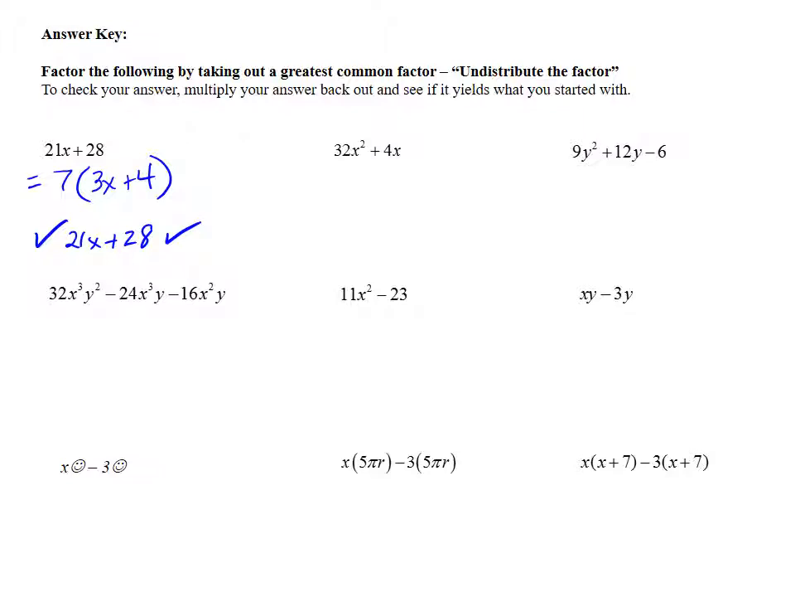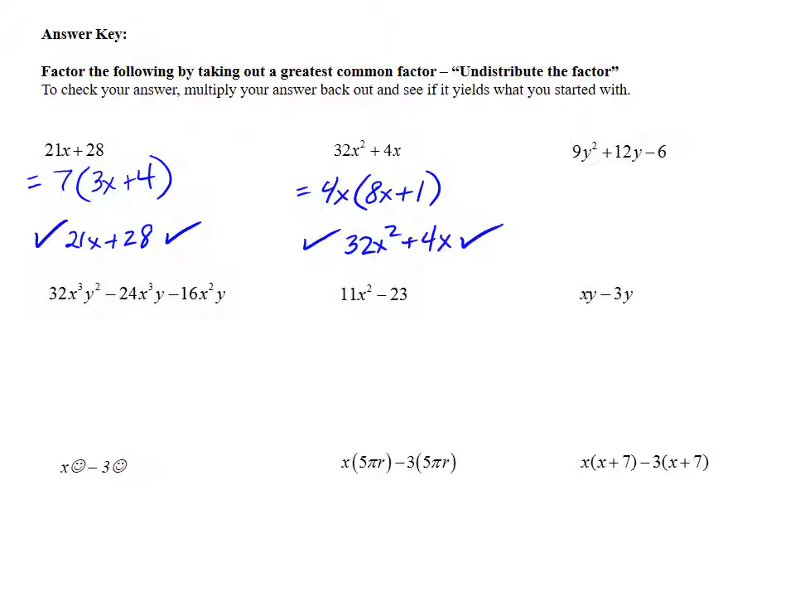32x squared plus 4x, the 4 is common, as well as an x, so we'll take both out. 32x squared divided by 4x is 8x, plus 4x divided by itself is 1. Make sure you have that 1 there. To check this, we multiply back through. 32x squared plus 4x. That's where we started.